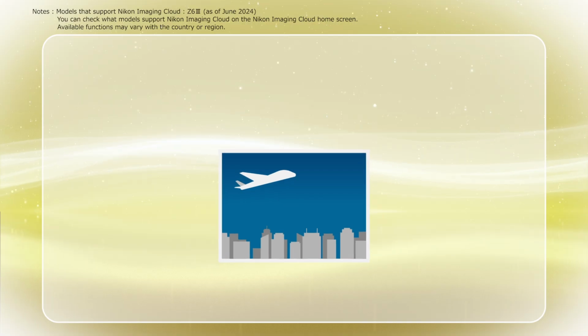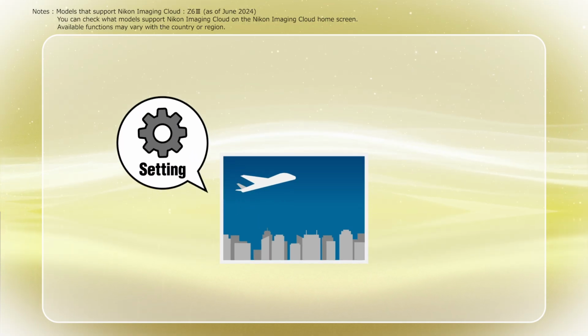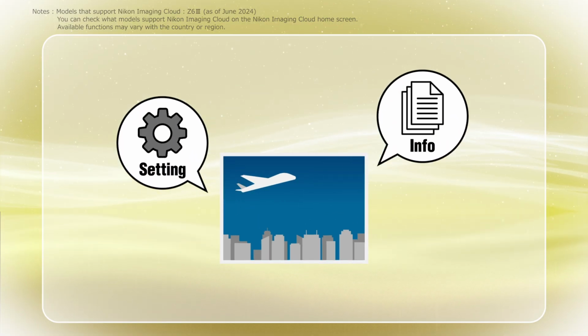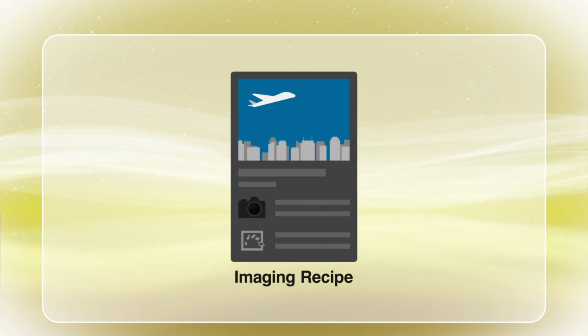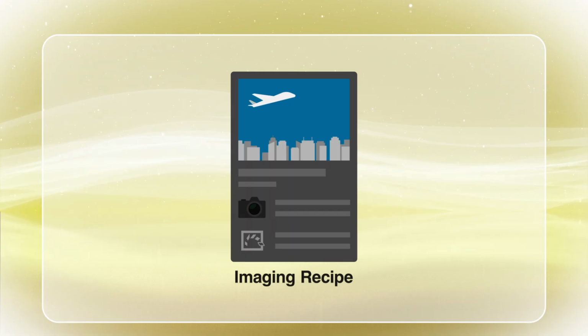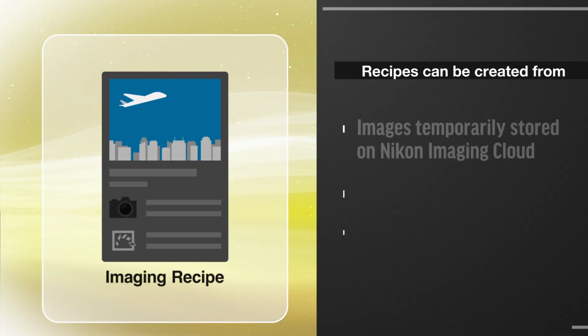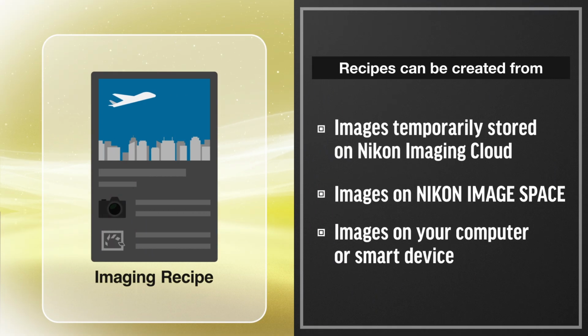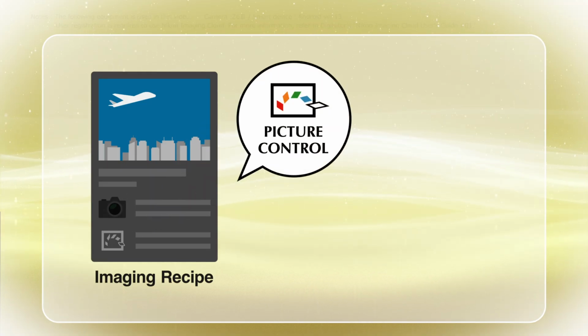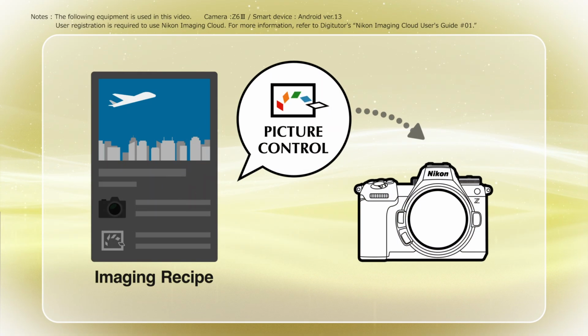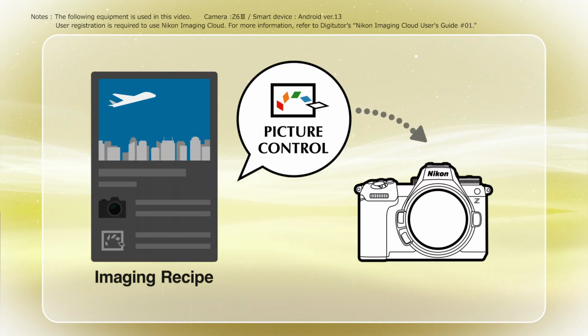Nikon Imaging Cloud can be used to create imaging recipes based on camera settings and shooting data extracted from images. Recipes can be created from these kinds of images. You can also save official recipes that have been published by Nikon. In addition, you can extract picture controls from these recipes, register them with the camera, and use them to shoot pictures.